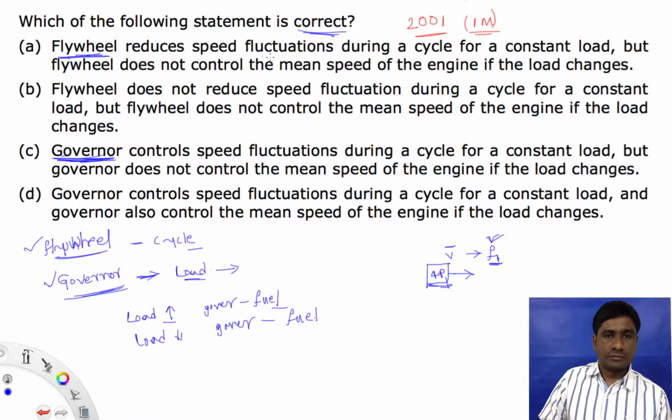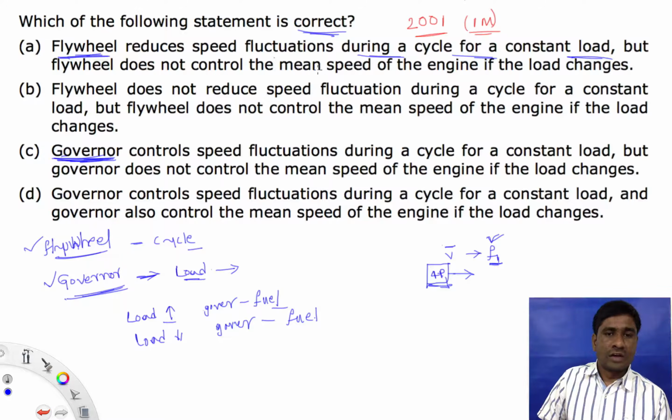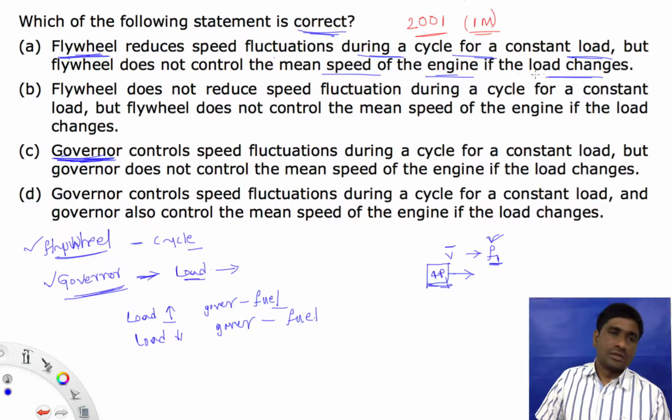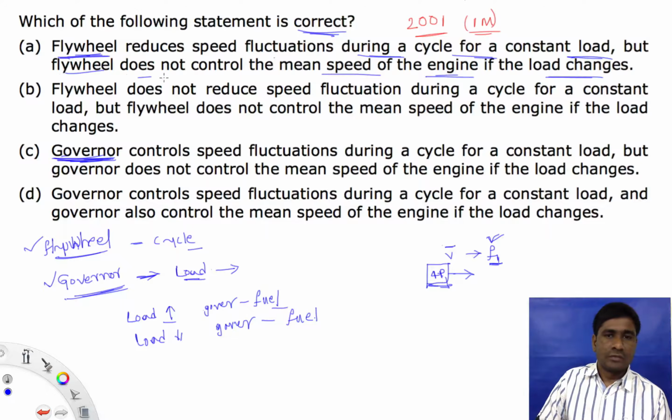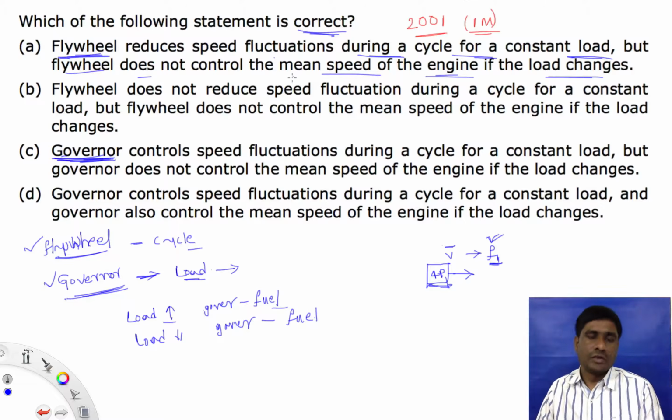First one is, they have given: flywheel reduces speed fluctuation during a cycle for a constant load, but flywheel does not control the mean speed of the engine if the load changes. Yes, that is true. Flywheel doesn't control the mean speed. That mean speed is controlled only by changing the fuel supply. And so this is the correct one.